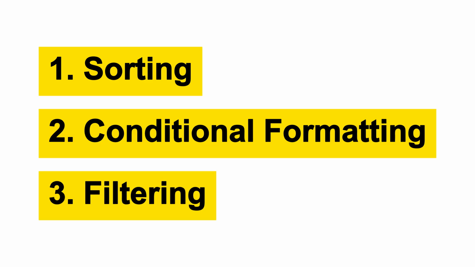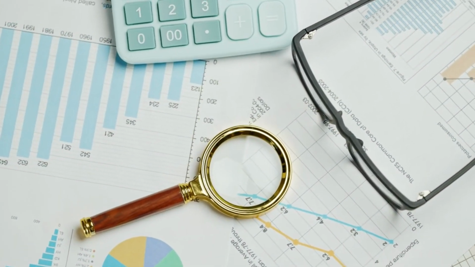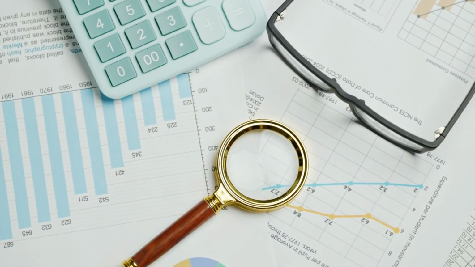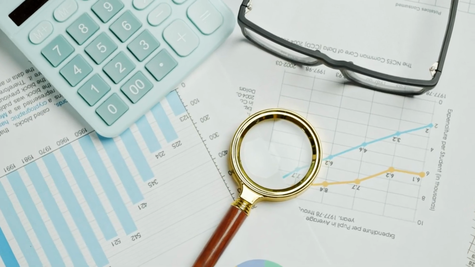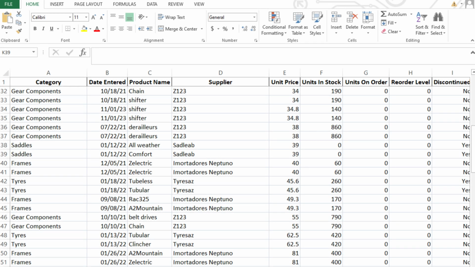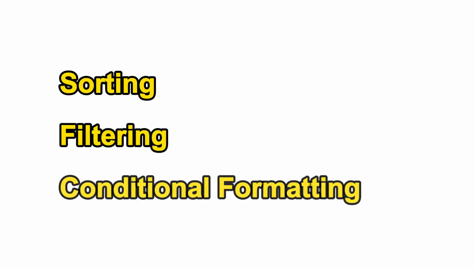These tools are like magic. They help us tidy up and find exactly what we are looking for in our data. Don't worry if you are new to this. We will learn it step by step. We are going to use a sheet named products. Let's start exploring and learning about sorting, filtering, and conditional formatting.